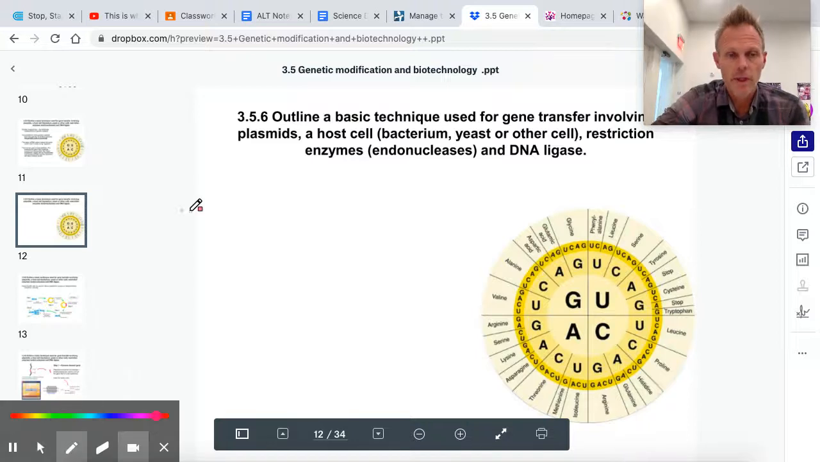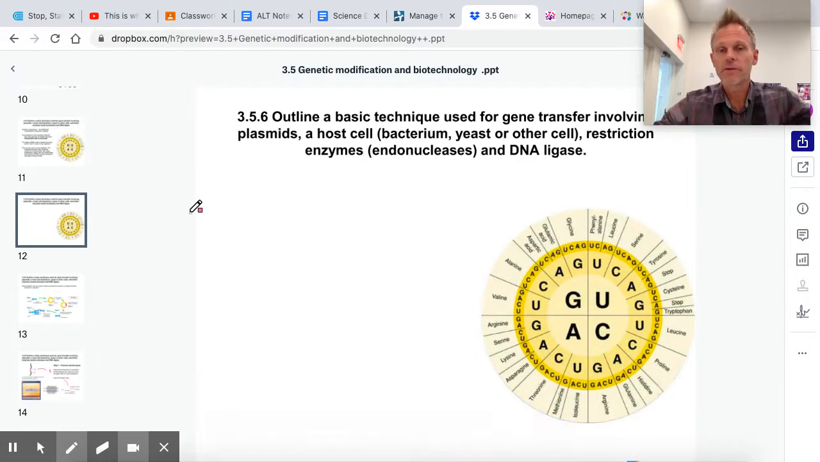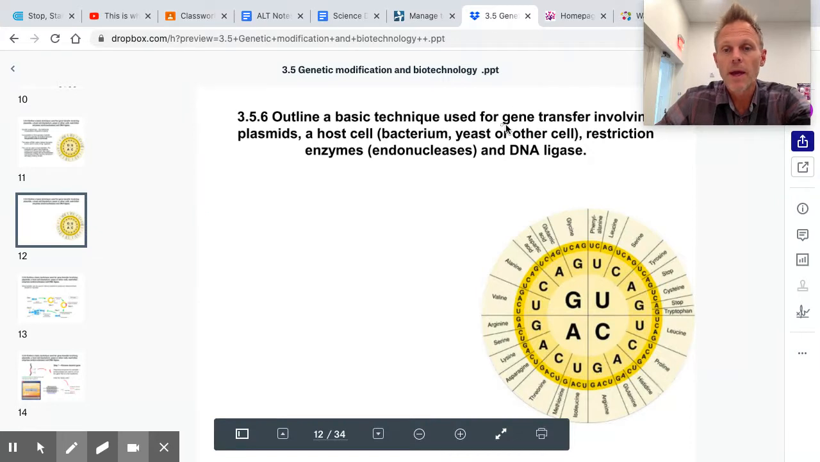Hello, everybody. We're going to talk about the technique for gene transfer. And simply put, it's just transferring a gene from one species into another. Why would we do this? Many reasons. Creating genetically modified organisms, and also for medicinal purposes. And we're going to use the example of insulin.